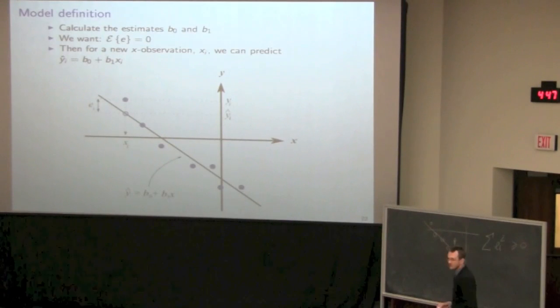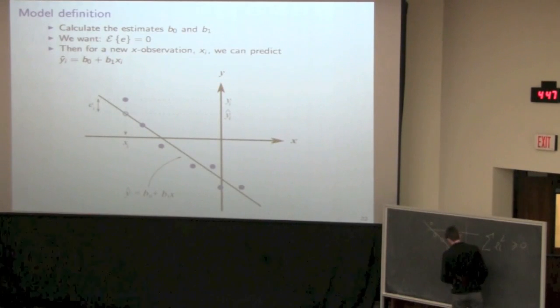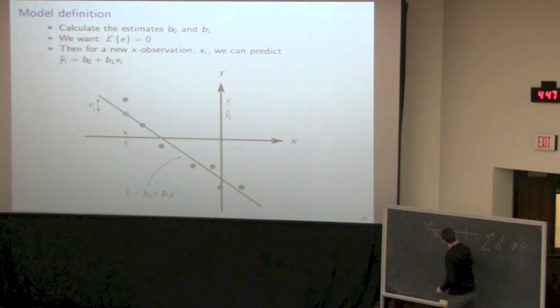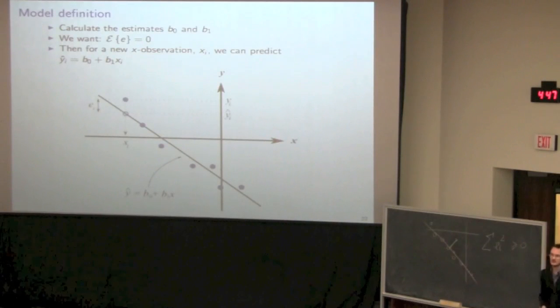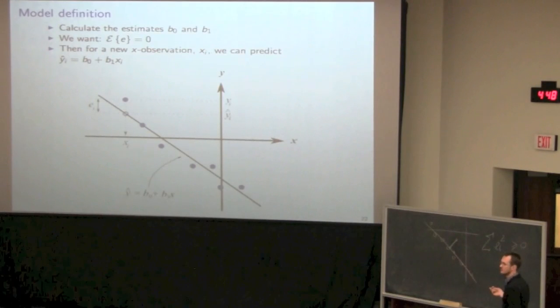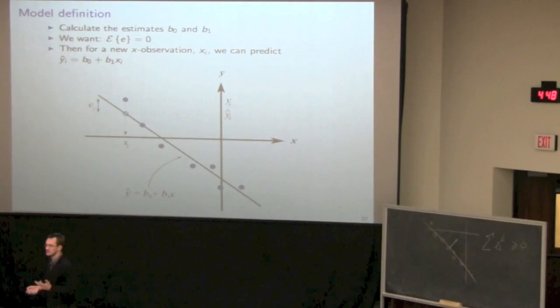Now there are other ways we could find that line, this diagonal line. Some ways that people have proposed is to minimize this distance, the perpendicular distance to the line. So for every data point we can calculate that perpendicular distance, square them, and sum them up. That will find you a P0 and a P1 as well. Not the same P0, not the same P1, but it will find you a value of P0 and a value of P1 that might be suitable in your case.